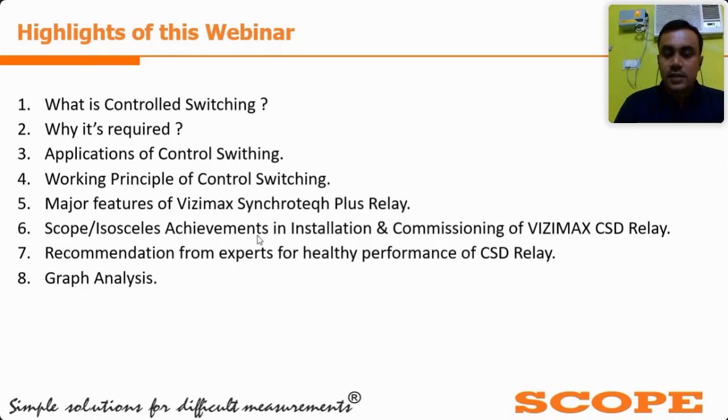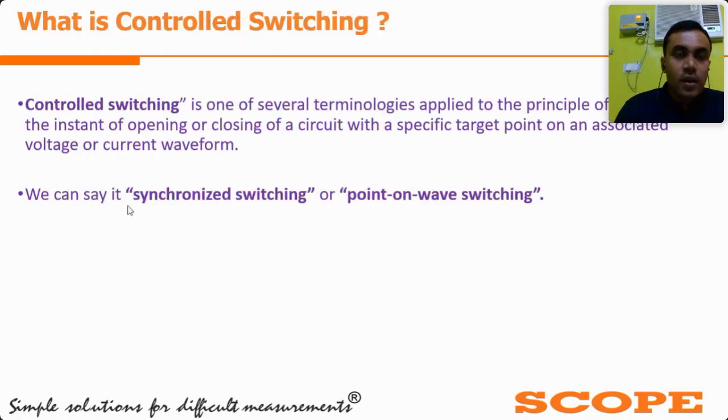So let's start. First, our question is: what is control switching? Control switching is one of several terminologies applied to the principle of coordinating the instant of opening or closing of a circuit with a specific target point on an associated voltage or current waveform. कहने का मतलब है कंट्रोल्ड स्विचिंग को हम लोग कंट्रोल्ड क्यों बोलते हैं? Why we call it controlled?